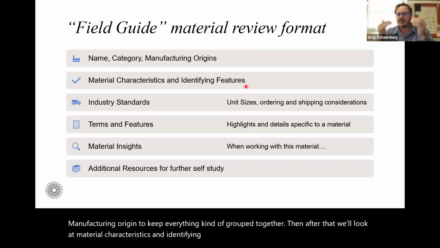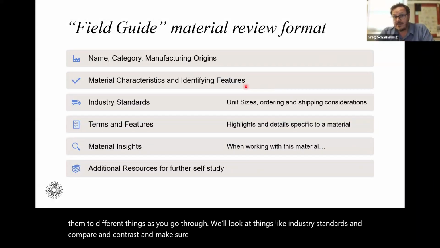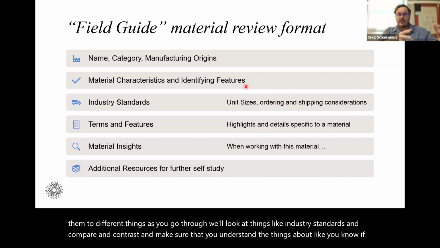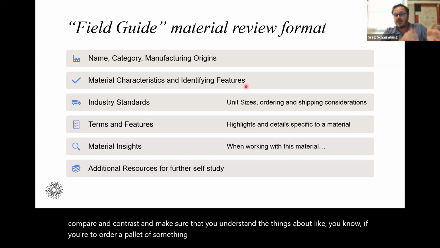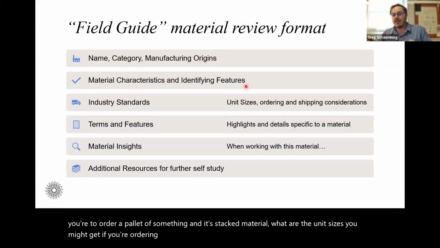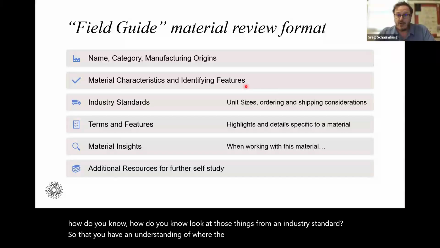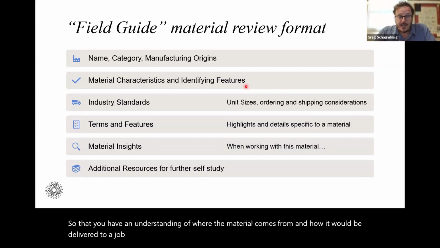You'll be able to compare these and rank them as you go through. We'll look at things like industry standards, and compare and contrast, and make sure you understand things like: if you order a pallet of something and it's stacked material, what unit sizes might you get? If you're ordering loose material, what might be the tonnage? How do you look at those things from an industry standard point, so that you understand where the material comes from and how it would be delivered to a job site or to a residence?